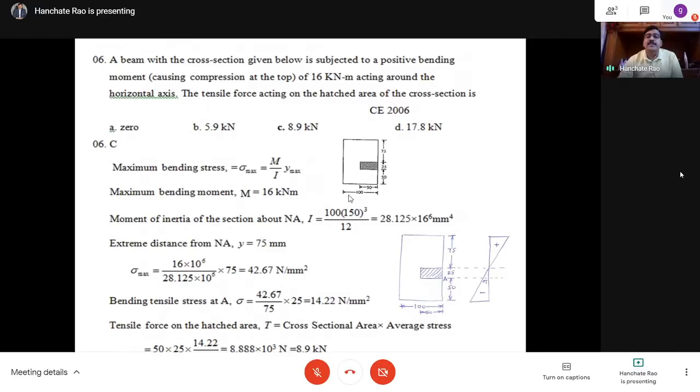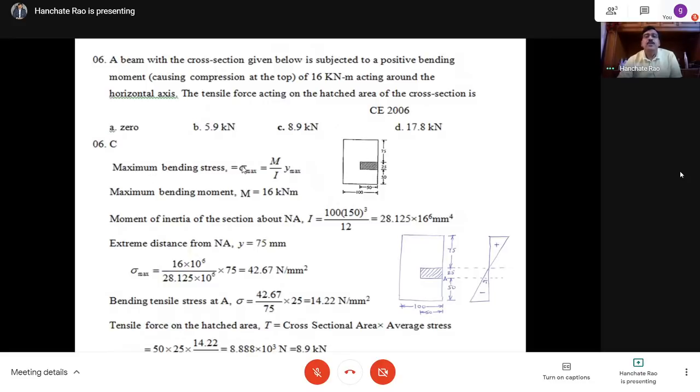If you see the cross section of the beam, it is 100 mm width and the depth is 75 plus 25 plus 50, that is 150. The beam is 150 by 100 and the hatched portion is 50 by 25. So the area of the hatched portion is 50 into 25. If you can find the stress in the hatched portion, multiply the stress with area 50 into 25, you will get the force in this particular hatched portion. So that is what we have to do.